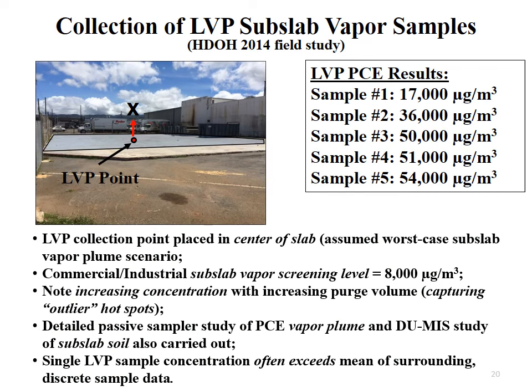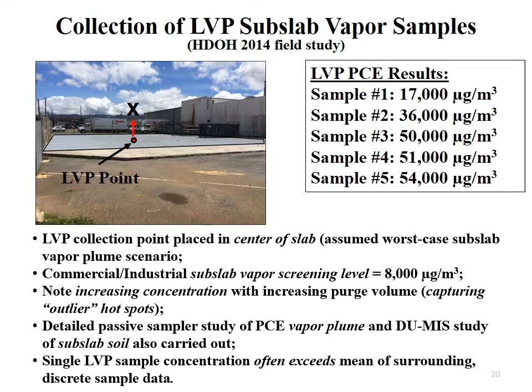Here's the results of the study we did. Again, on the left-hand side, the picture of the slab, the building's gone. We designate our LVP point for the center of the building, just as a default worst case scenario. We could have done several points or put it at different points if we thought it was a source into one part of the building. And then we ran 5 purges, collecting a single continuous 6-liter SUMA canister during each purge.